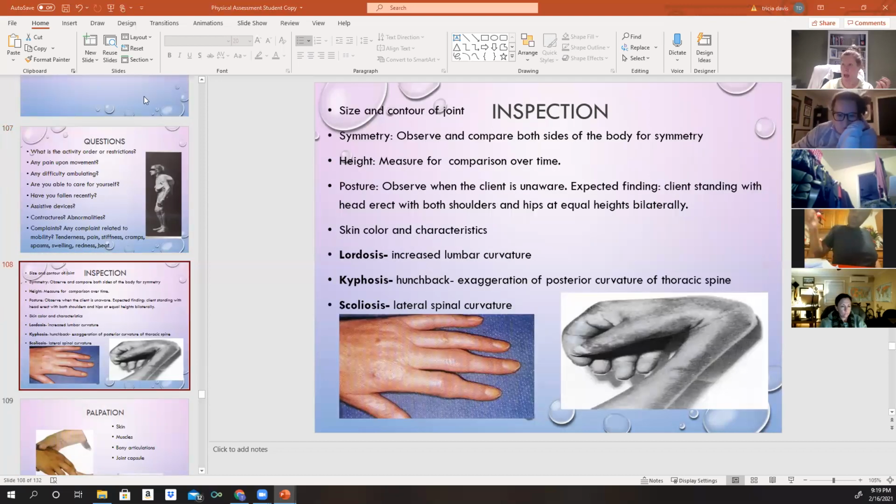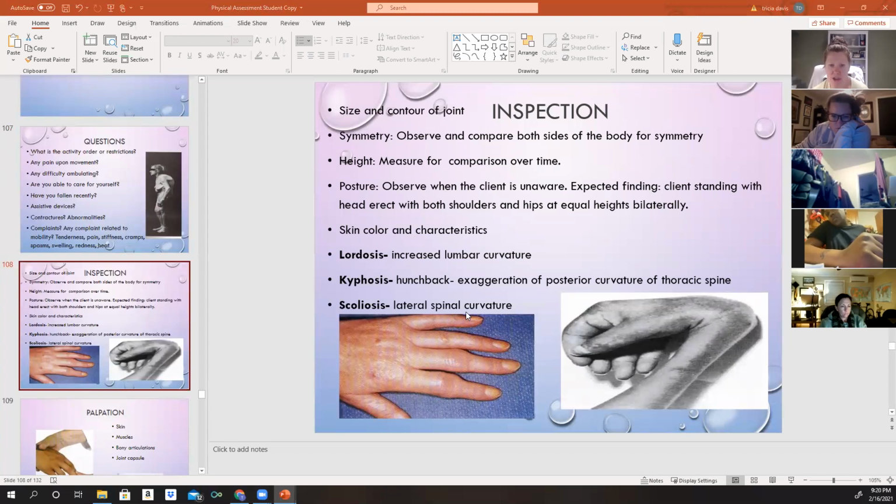So you're going to want to inspect. You're going to look at the size and the contour of the joints. So you know what a normal joint looks like. You can see the first 2 fingers here. This is very common. You see this with arthritis. It's very common to get that in all of the joints, but you can tell by looking at that that's not normal. You would also want to compare it to the other hand, right? We're always checking that symmetry. Is it the same way on the left that it is on the right?